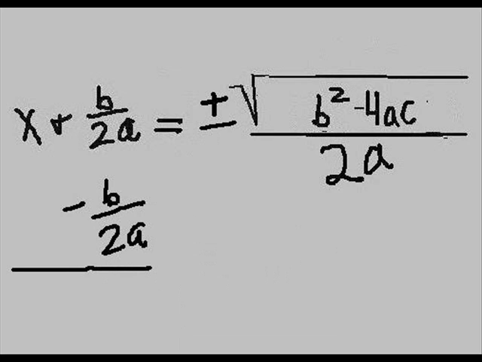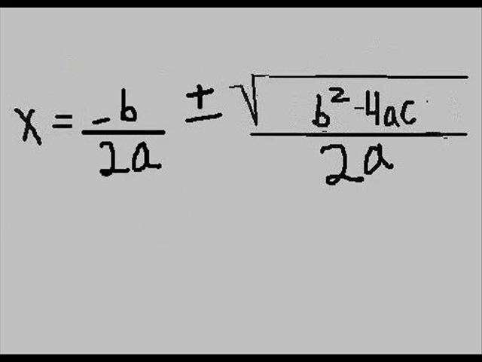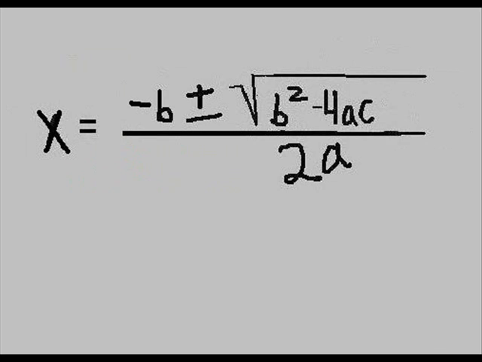Now let's get rid of that b over 2a on the left-hand side. We want x by itself. So we cross that out, but we have to add negative b over 2a to the other side. And we do. There we go. So now x equals negative b over 2a plus or minus radical b squared minus 4ac over 2a. Well, wait a minute. Look at those denominators. They're the same. We can join them together. And there we go. So x equals negative b plus or minus radical b squared minus 4ac over 2a.